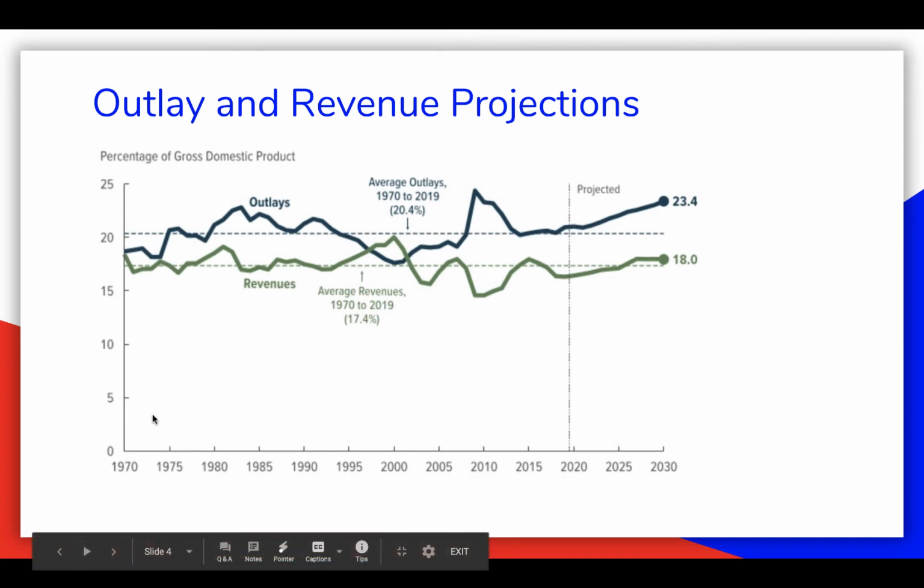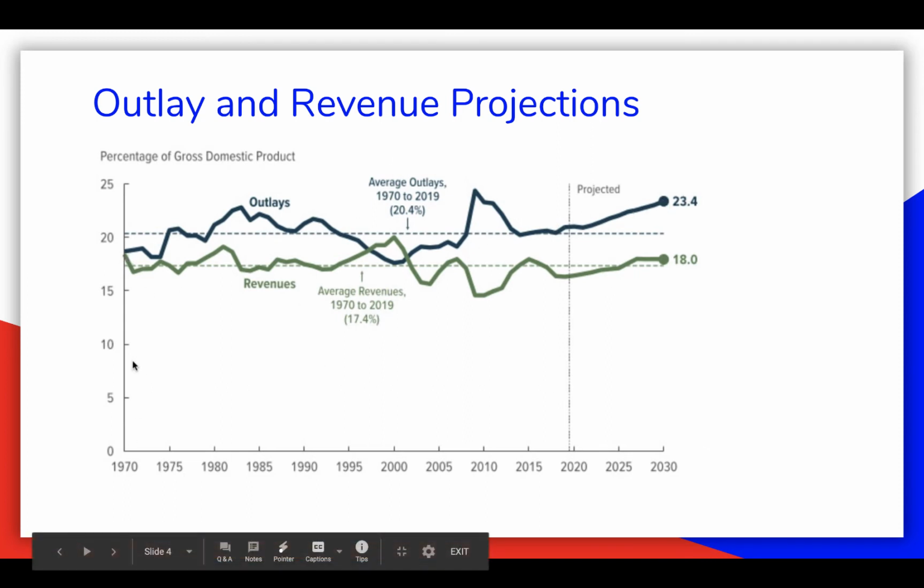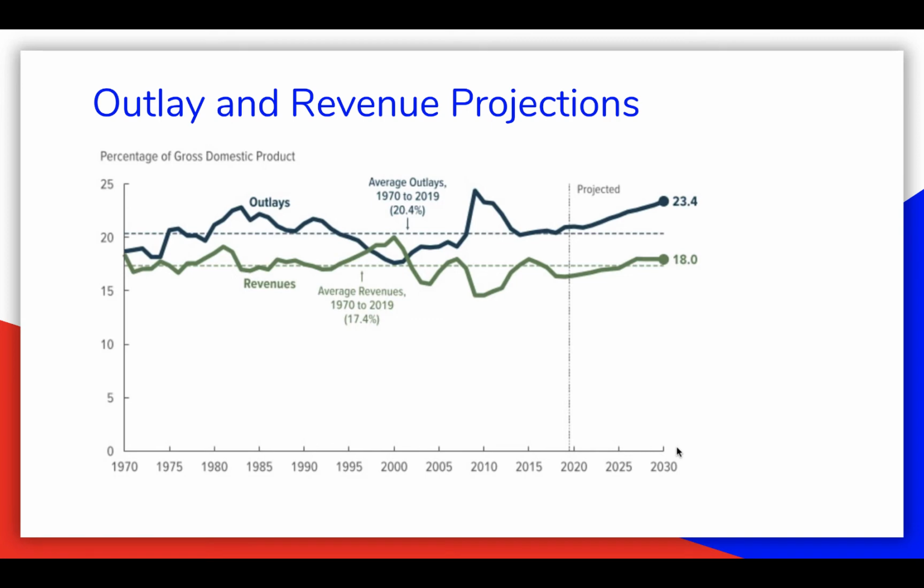So what we can see here is the outlay, which is the blue line, and revenue projections as a percentage of GDP. So revenue is down here in the green, and outlays or expenditures are up here in the blue, from 1970 to 2030. So we're projecting through 2030. Keep in mind that these projections were done in January 2020, before COVID. So this financial picture is likely to be a bit worse than what we see here.